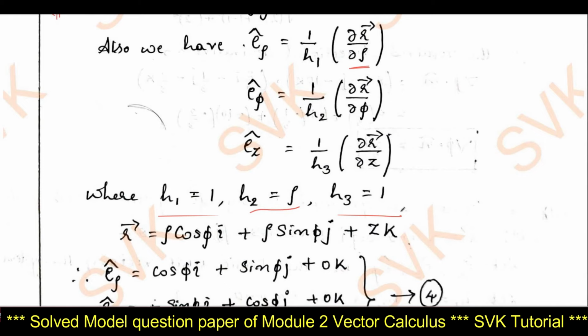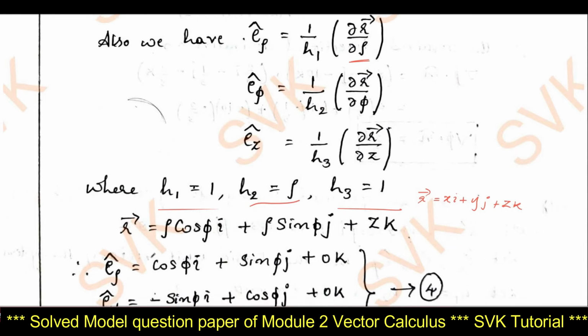These are all standard. So, as we know, vector r is always defined in standard form, that is x i plus y j plus z k. As it is a position vector, we define vector r as x i plus y j plus z k. As we have already defined x, y, z, I have substituted those values and got vector r. From this vector r, I will find out e rho cap, e phi cap, e z cap by differentiating vector r.